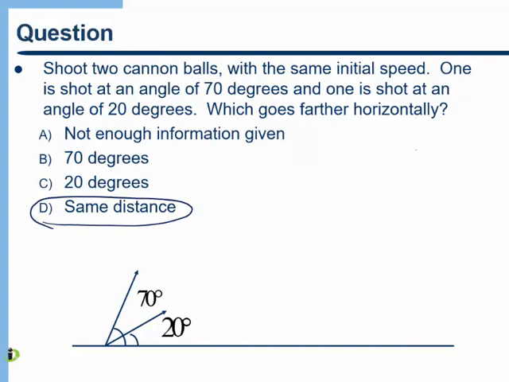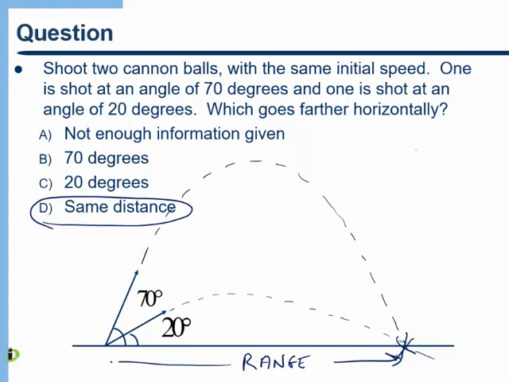Now, the paths that they travel will look quite different. The cannonball that's shot at 70 degrees will go quite high up into the air before coming down and hitting the ground. The cannonball that's shot at 20 degrees will take a much lower trajectory, but it turns out that it will cover that same horizontal distance. We call that the range of a projectile. So the horizontal distance covered is the range of the projectile.